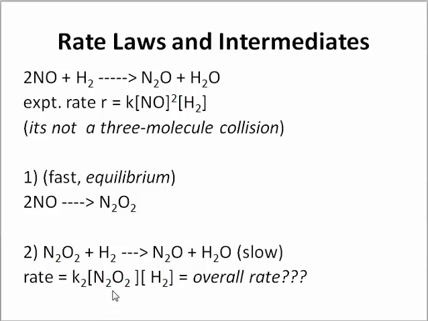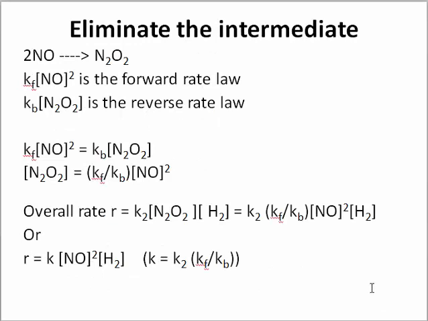However, remember, or examine the two steps, you'll see that N2O2 is an intermediate. It's not around before the reaction starts. It's not around after it's over. It is desirable, generally necessary, to remove intermediate concentrations from the rate law. The way to do that is as follows.